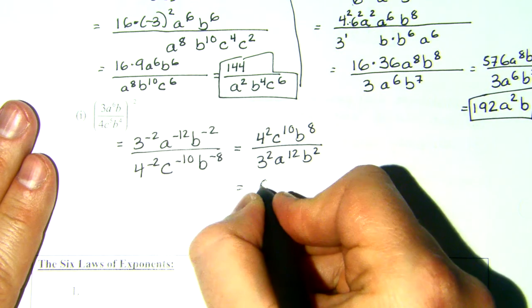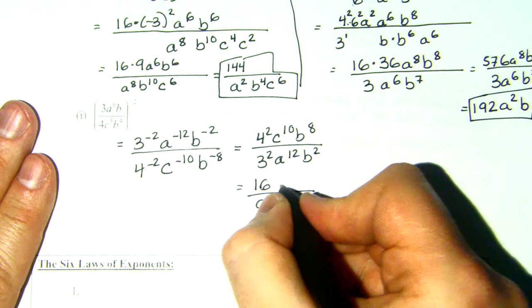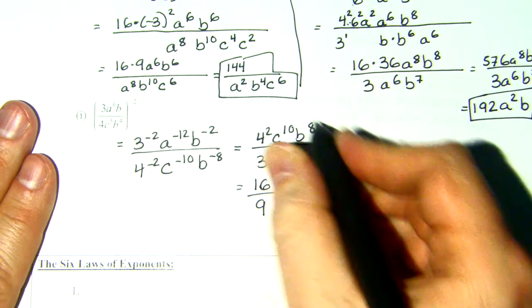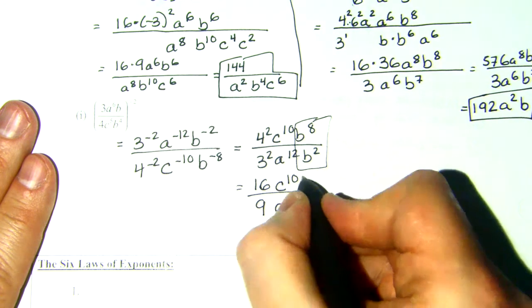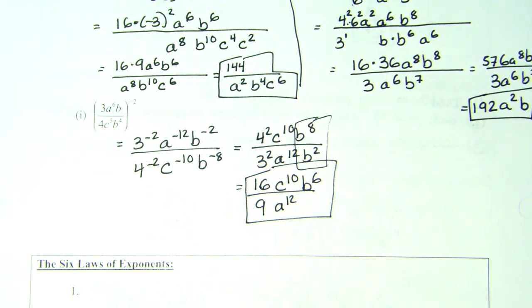Well, 4 to the 2nd is 16. 3 to the 2nd is 9. I'm going to leave my C to the 10th. I'll leave my A to the 12th. And as for the B's, we'll divide them, we'll subtract the exponents, and get B to the 6th. 16, C to the 10th, B to the 6th, over 9, A to the 12th.